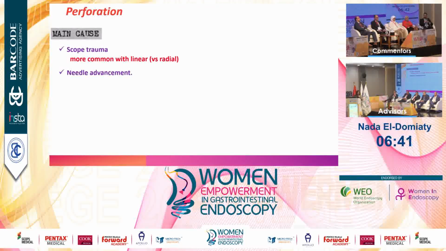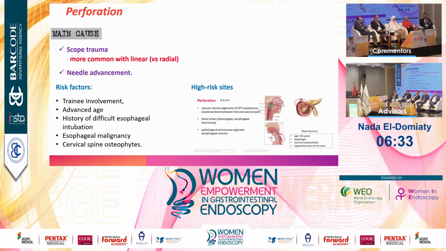Perforation is one of the important risks that we should take care of, and it usually happens with forced pushing of the scope, especially with the linear scope, or with aggressive needle advancement while taking biopsies. The risk factors for this are a trainee starting to do the procedure, or a patient of advanced age over 65 years, a patient with dysphagia or a narrowed lumen, a problem in the cervical cord, or a patient with hyperextension of the neck.